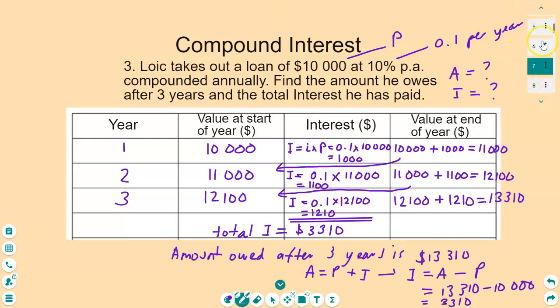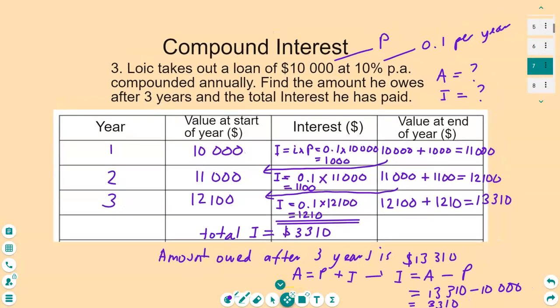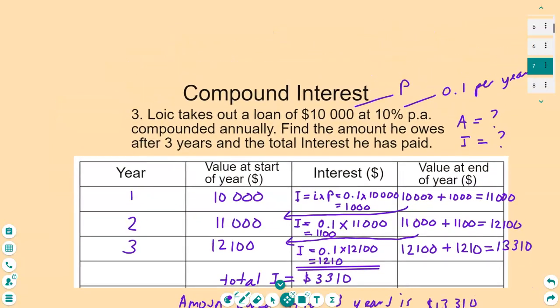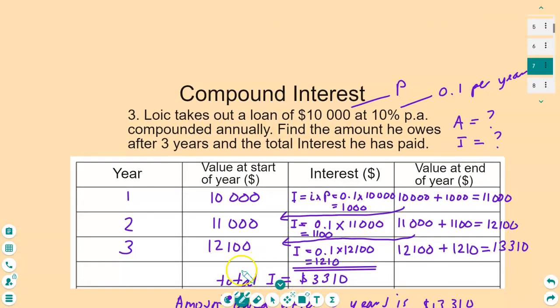What I was also thinking that we could do, okay, I'm sure you've seen the compound interest formula if you're at this video. So let's check it out. It is A equals P times 1 plus I to the N. Let's see if we can get the answer quicker this way.